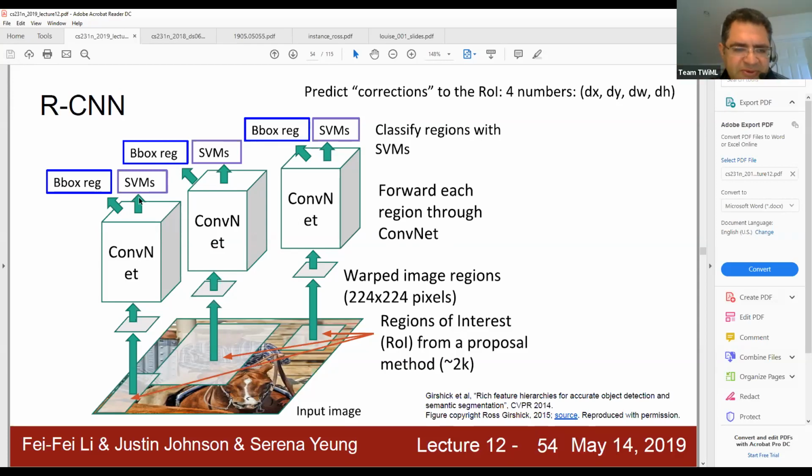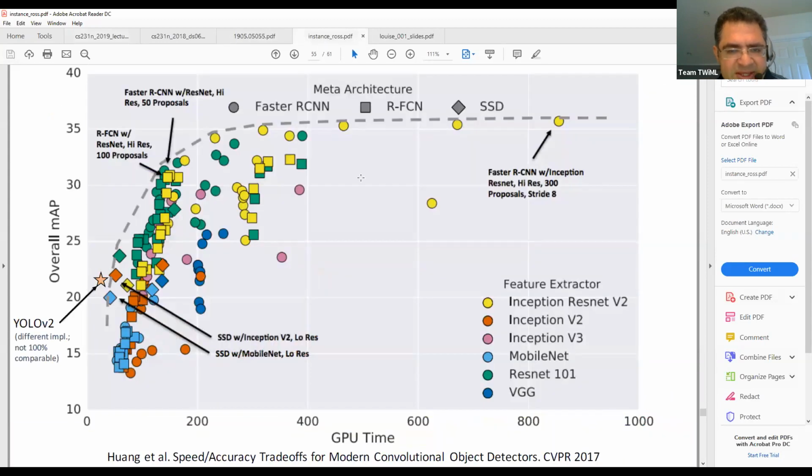I just wanted to give you guys the history of how we got here, and actually there's a very interesting graph. Let me see if I still have it. Yeah. So this is the current state of the art. On the x-axis is the GPU time. Shoot, they don't have units, and on the y-axis is the accuracy, and they have all these different methods.